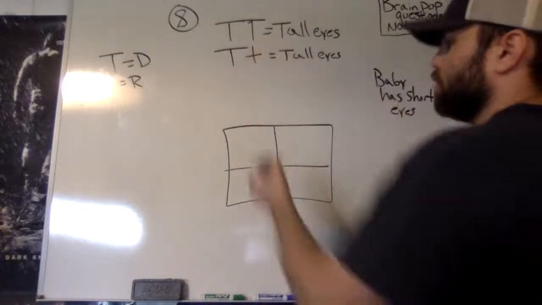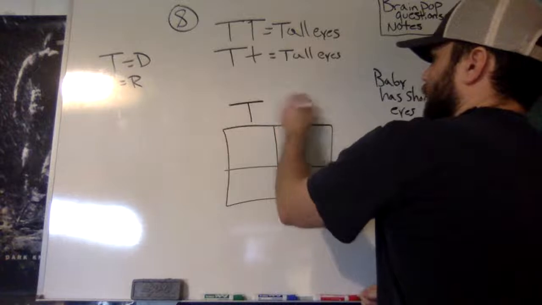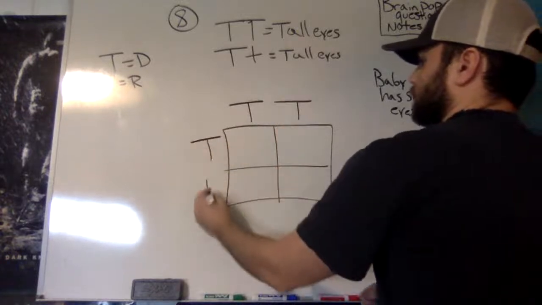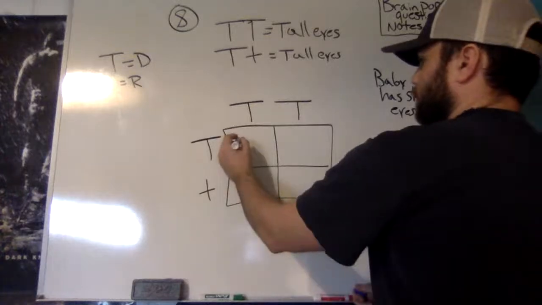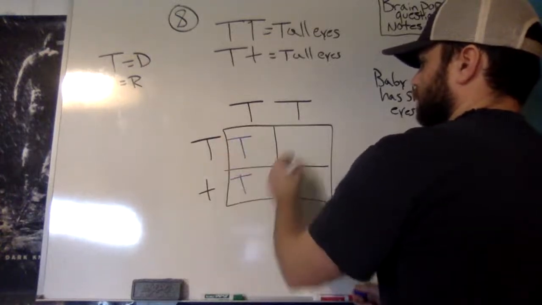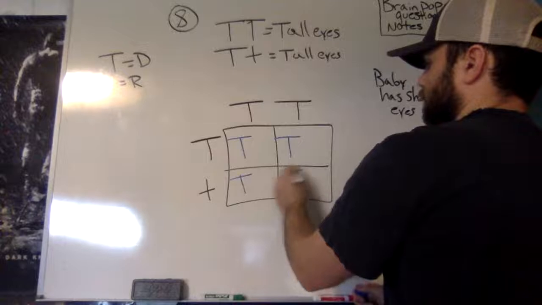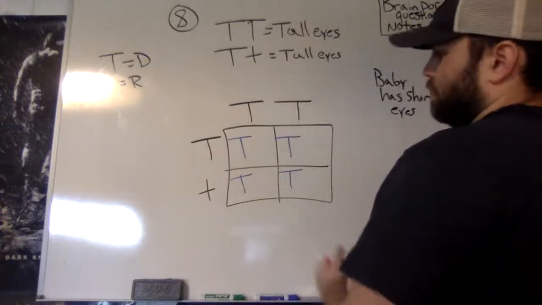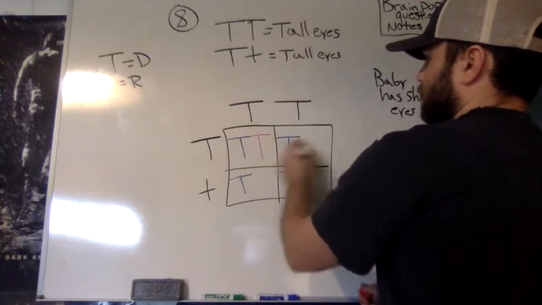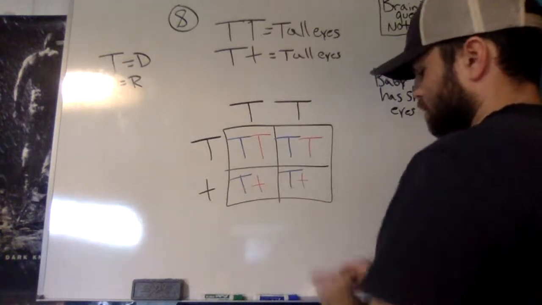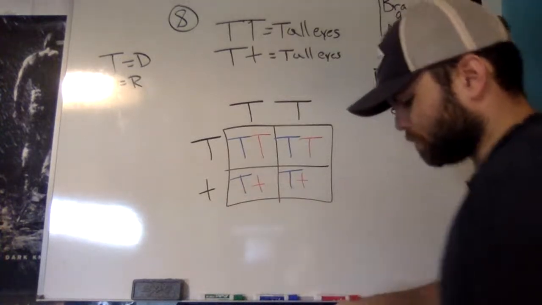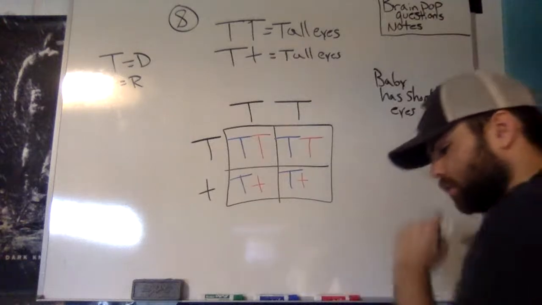So let's bring Mr. Krabs down. We got 2 capital T's, capital T's, lowercase t. We're going to bring them down, and we'll use blue for Mr. Krabs. And then we'll do capital T. Now we got lowercase t, lowercase t. So let's list the possible genotypes and phenotypes for their child.